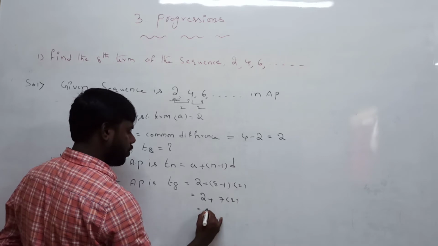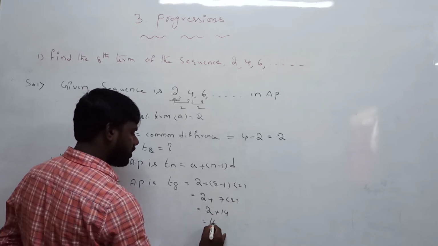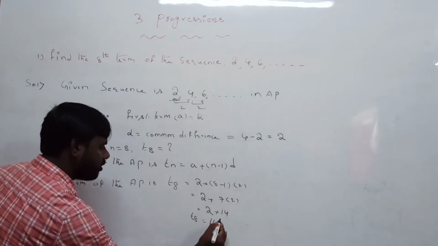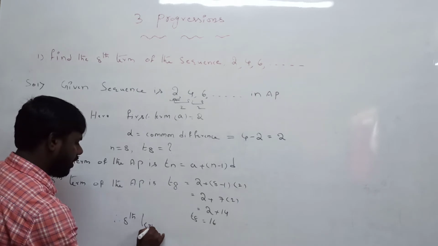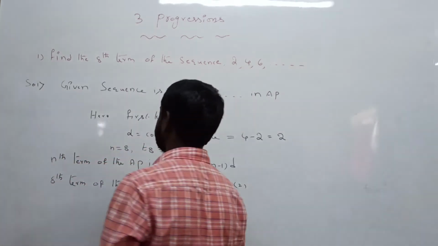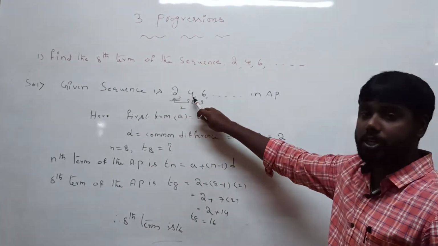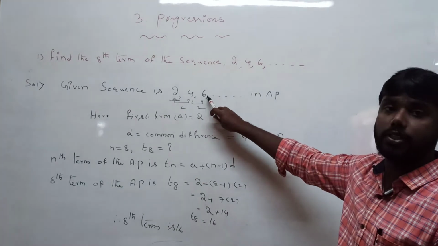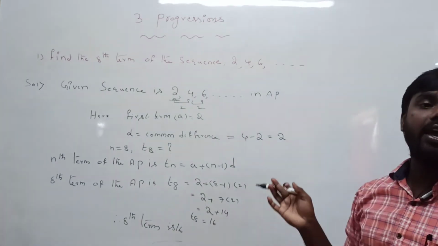7 into 2. 2 plus 7 plus 2 is 14. 14 plus 2 is 16. Now this value is the 8th term. Therefore, the conclusion: the 8th term is 16. Here, listen carefully. The first term is 2, the second term is 4, the third term is 6, the fourth term is 8, and so on. They have not given the 8th term.